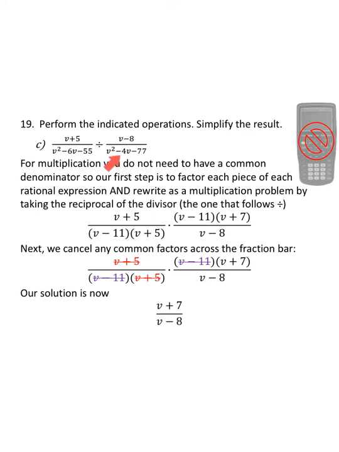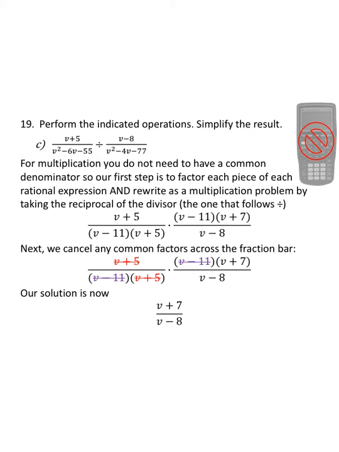We could do a similar analysis here. To get 77, my first thought is 11 and 7. 11 and 7 are different by 4, so I'm going to have v minus 11 times v plus 7 over v minus 8. Remember, division turns into multiplication by the reciprocal, so I just flipped it over.